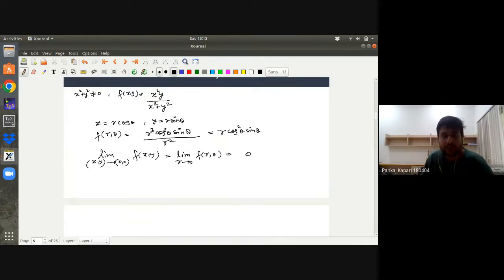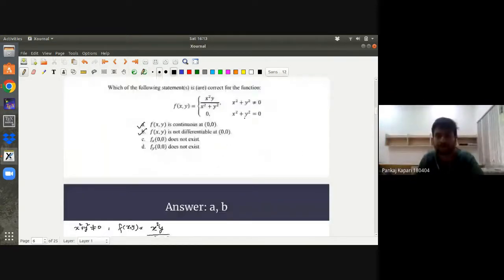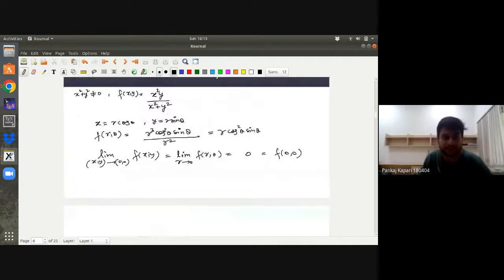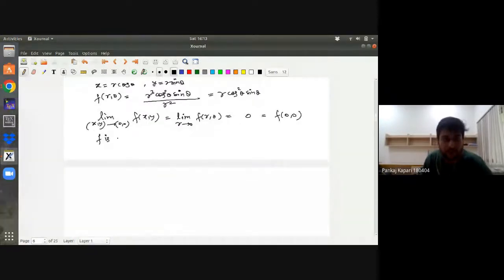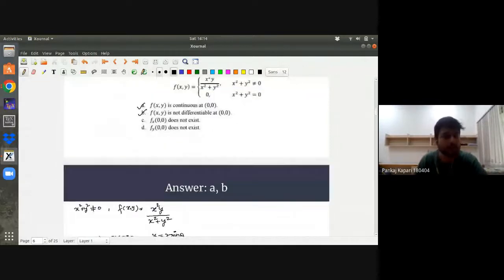Okay, and this limit is 0, which is the same as the function value at 0 comma 0. Okay, the functional value at 0 comma 0 is this 0. Why? Because 0 square plus 0 square is 0. This says that the function is continuous. So f is continuous at origin. Okay, now we'll show that the function is not differentiable at origin.